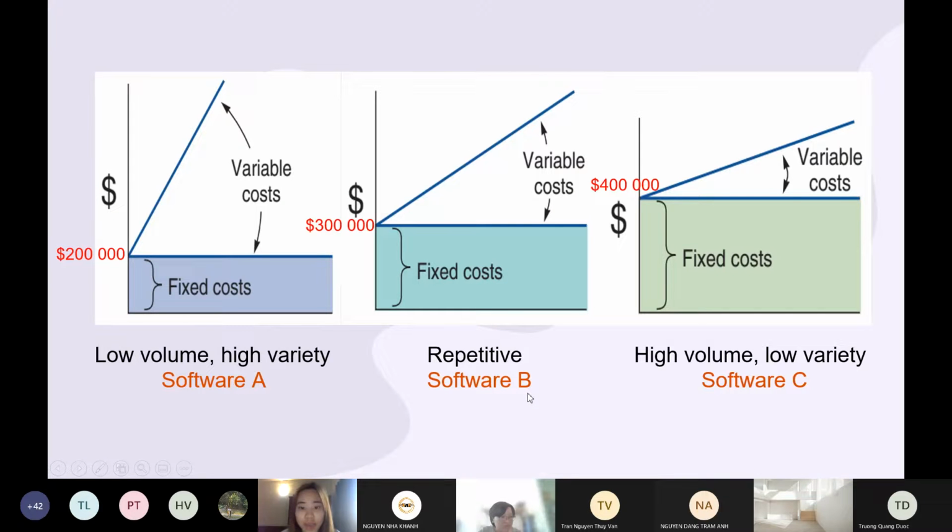For example, we have a table which shows the total fixed cost and dollars required per accounting report of software A, B, and C. We can see the chart of software A with low volume and high variety, software B with repetitive, and finally software C with high volume and low variety.